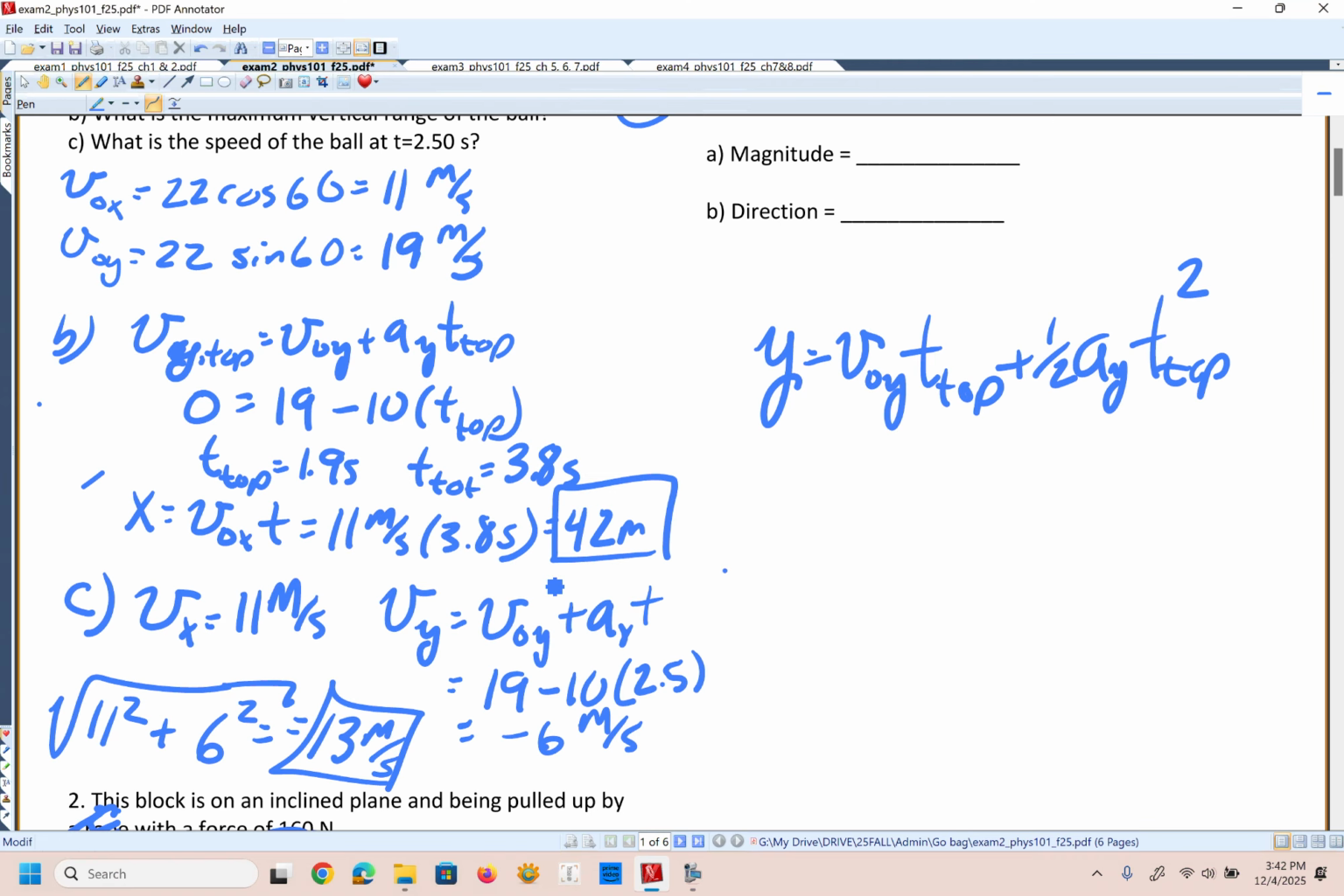And then I can find x is v naught x times t, and I find that's 42. And then in the second part, find the magnitude of the velocity at a particular time. I know the x component, that's just v naught x. Then I have to find the y component at that time, just using v equals v naught plus at to find the y component.